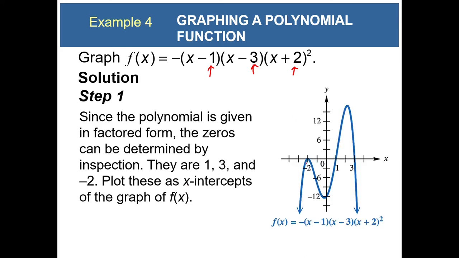And here we have plotted the points. We have the point -2, 1, and 3 for our zeros.